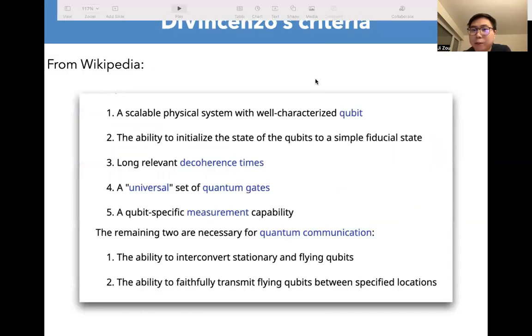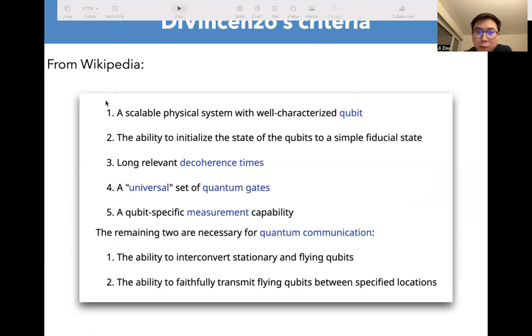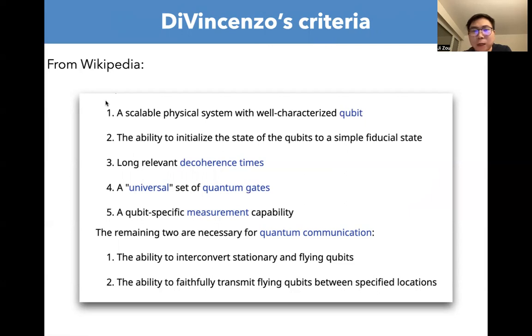Okay, so here, just to refresh your memory, it's the DiVincenzo criteria, a screenshot from the Wikipedia page. The first 5 points are for quantum computing. Namely, we should have a well-defined qubit, and we should be able to initialize this qubit into a well-defined state, and we should also be able to read out this qubit. And of course, we should be able to implement single qubit rotations and also a 2 qubit gate. And of course, this qubit must be long-lived.